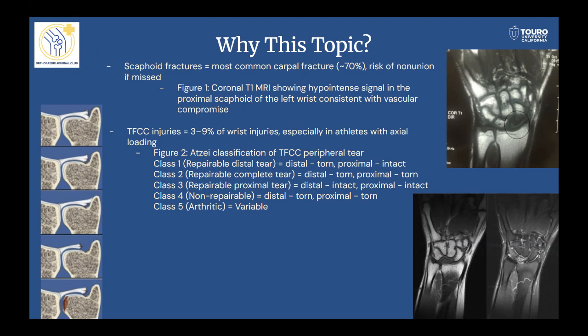Class 4 is non-repairable with both proximal and distal torn. Class 5 is arthritic, and outcomes can vary. This classification is important because it guides treatment decisions. So that's the key takeaway.